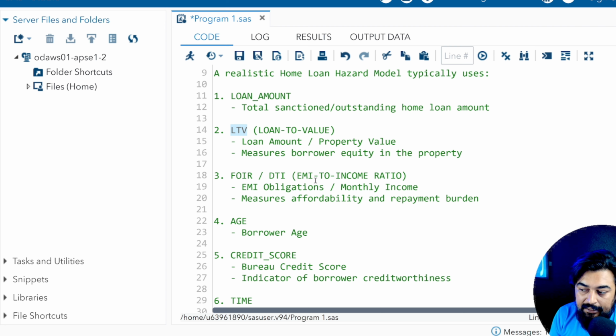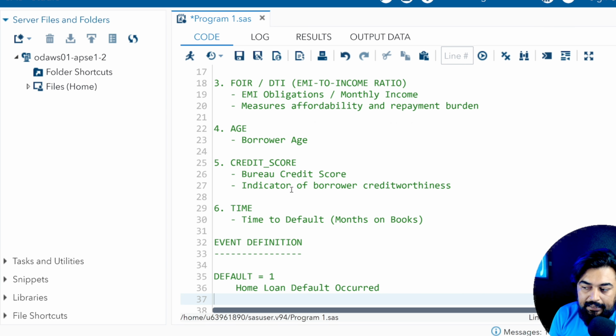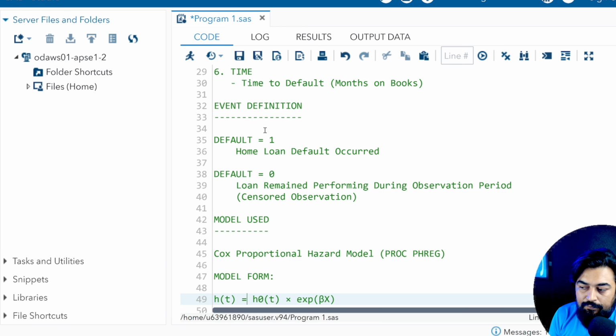Then in DTI, debt to income, we sometimes call it EMI to income also. So I think EMI versus your income. Let's say your EMI is like 50,000 rupees, your income is like 2 lakh rupees. So that's the ratio, right? Then age is self-explanatory. Then credit score is calculated by the bureau. They give you the data, so the bank purchases that, pays for the score to the bureau. That's very simple.